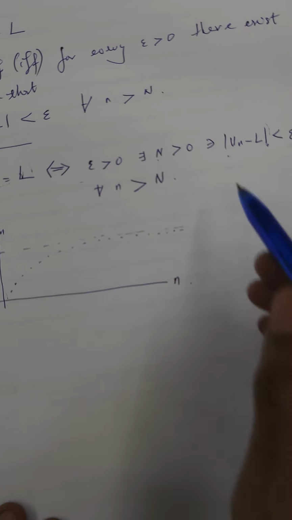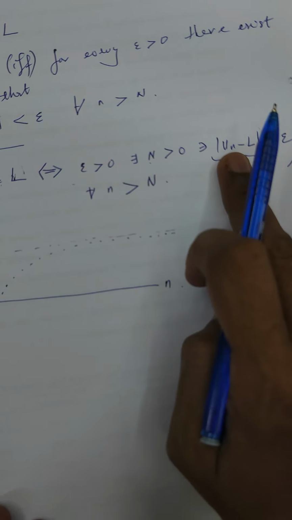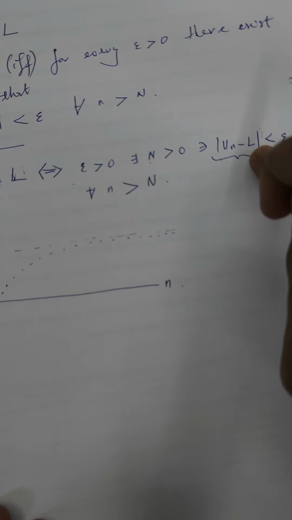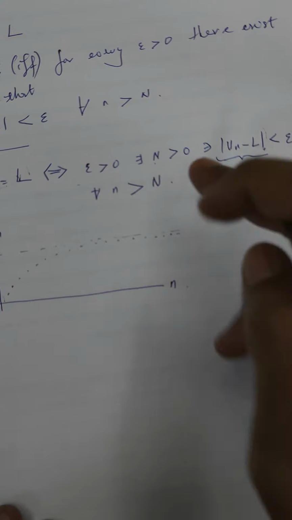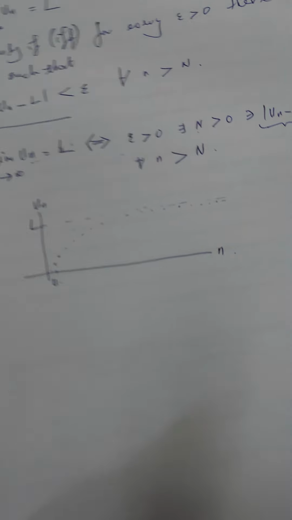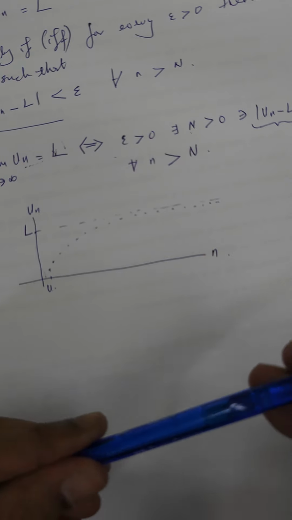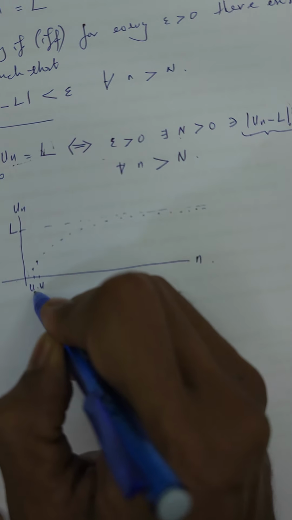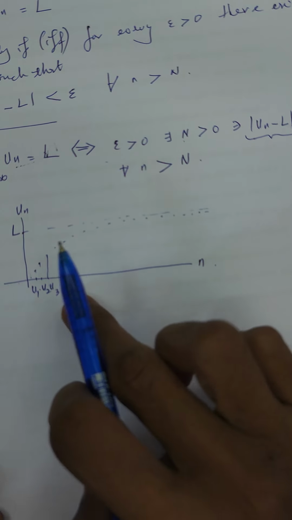Automatically you can understand that this symbol here, the modulus of un minus L, means the distance between the n terms and the limit itself. What is the n term? The n term is here. So we have here u1, u2, u3, and so on. So this is our un.